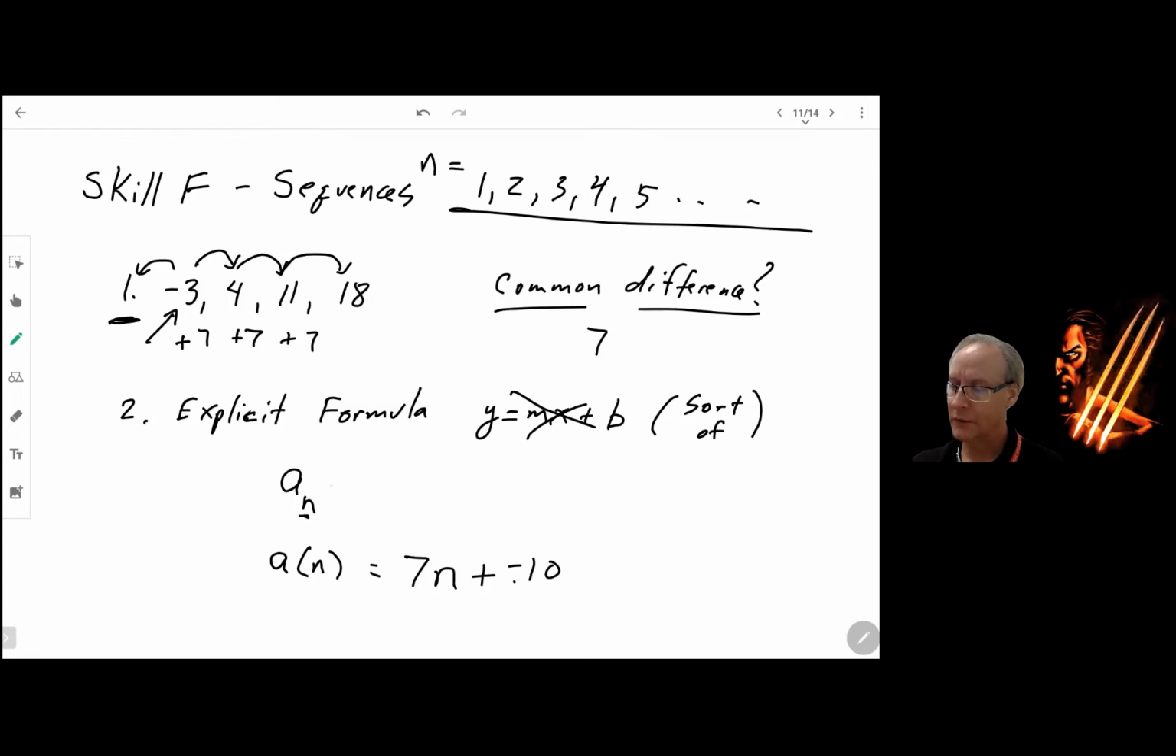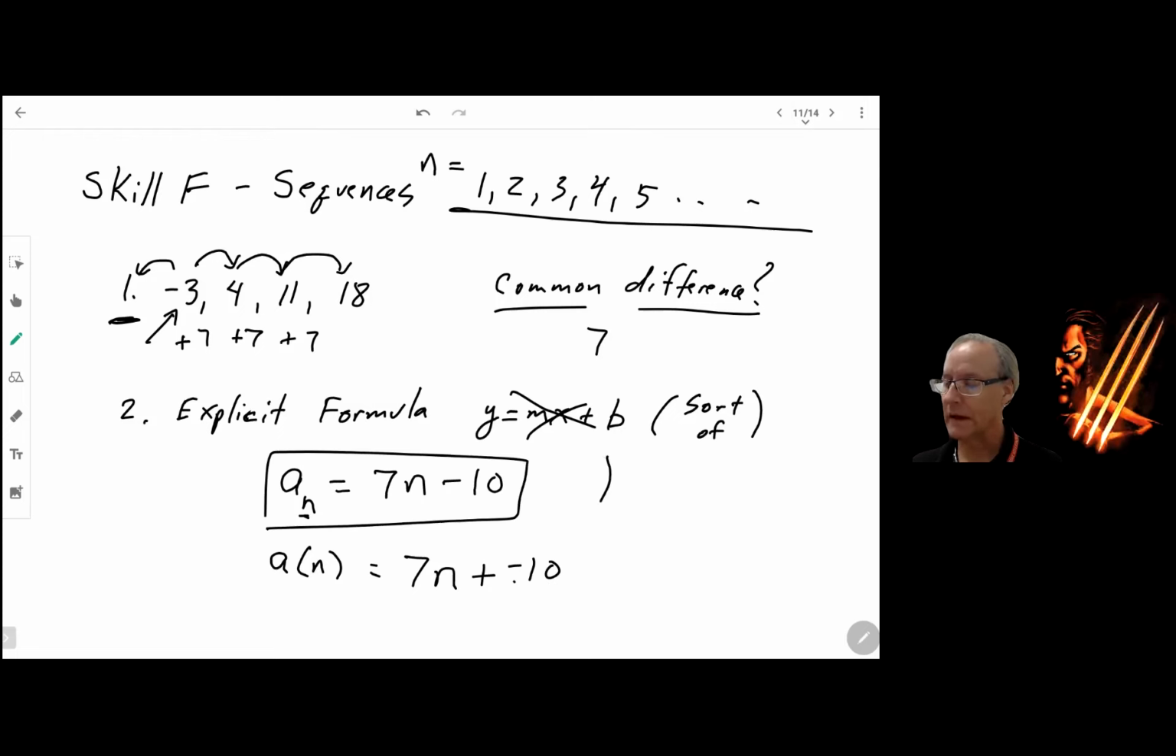You could just simply write -10. Another way to write it is a sub n is 7n minus 10. So hopefully you can see that this is a lot like one of those, y equals mx plus b.